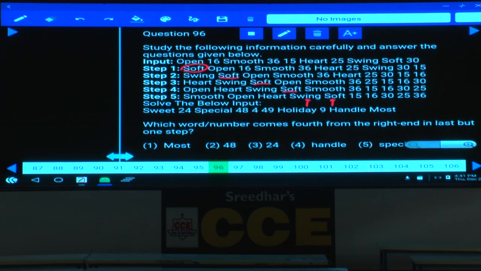Soft at the 3rd place, 4th place, 5th place. And in swing also there is only one vowel. Between I and O, which should come first? Swing should come first, hence it is at the 4th place, and soft should be followed by this one, at the 5th place. Clear now? One vowel. Then coming to 2 vowels.